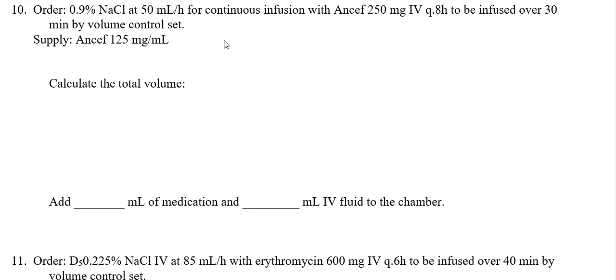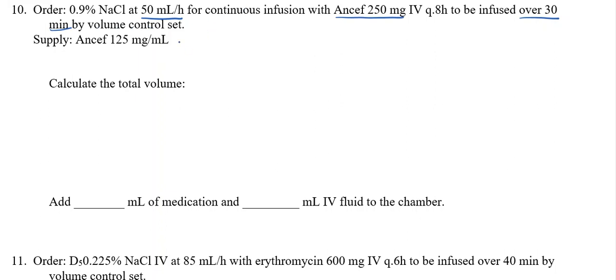Okay, I'm back with more examples using the volume control set, the volume control chamber. We finished with number 9, so let's look at number 10. We have an order for sodium chloride at 50 milliliters per hour for continuous infusion with Ancef 250 milligrams IV every 8 hours to be infused over 30 minutes by volume control set.